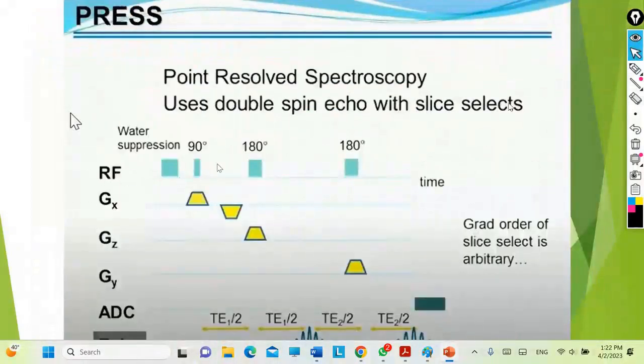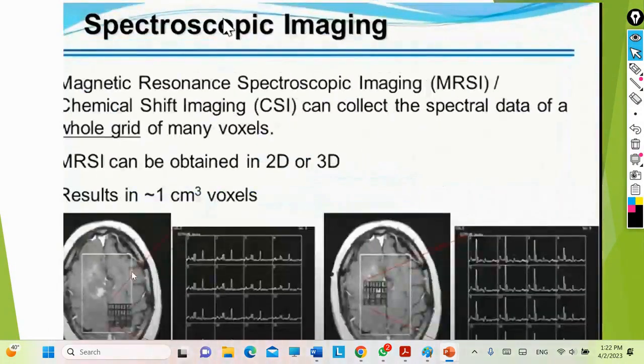I need a 90-degree pulse and a gradient in the X direction, then a 180-degree pulse with a gradient in the Y direction and a gradient in the Z direction. These 3 gradients come together, and then I record the signal. The signal I receive is in the form of spectrum analysis.